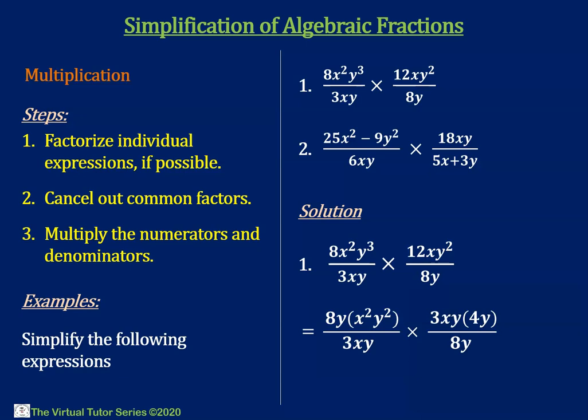Step 2. Cancel out common factors. So 8y cancels out 8y and 3xy cancels out 3xy. Step 3. Multiply the numerators and denominators. For the numerators, we have x squared y squared times 4y to be 4x squared y cubed. And for the denominators, we have 1 times 1 to be 1. So our final expression remains 4x squared y cubed.